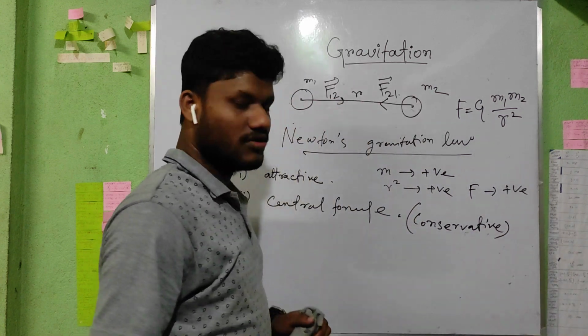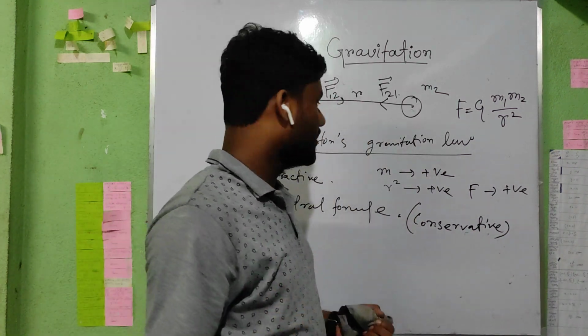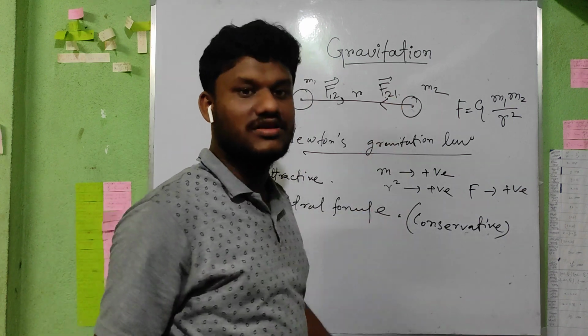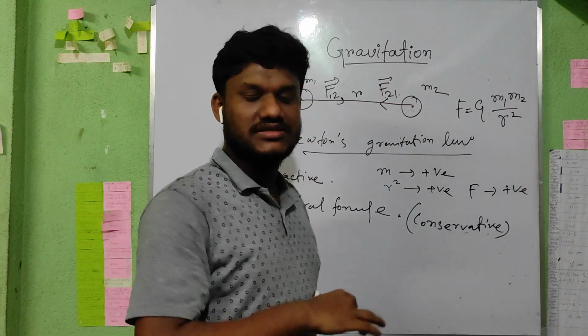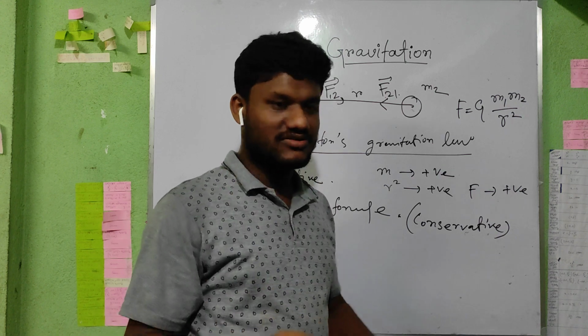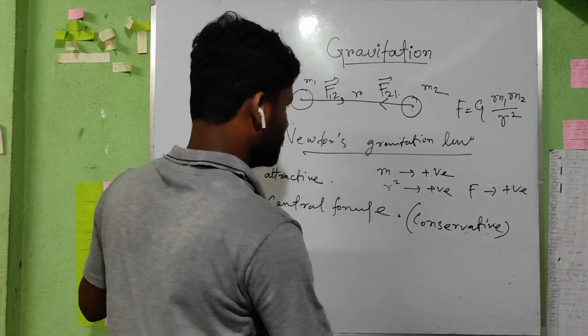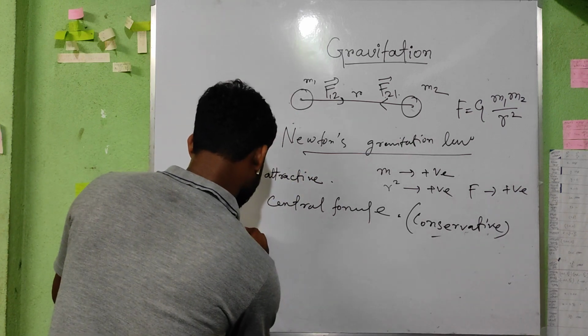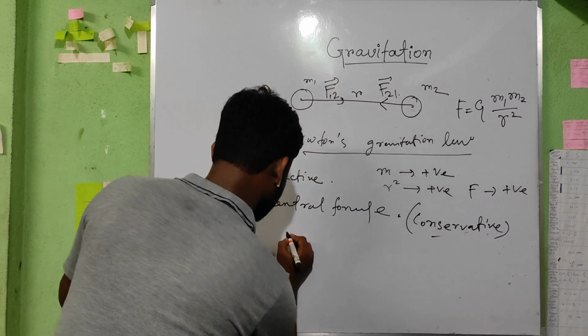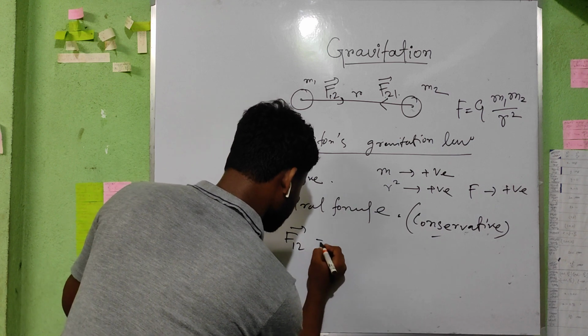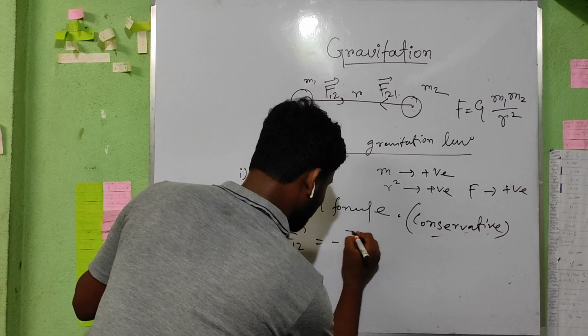And you know what is conservative? Conservative means the work done by the force will be path independent. It does not depend on the path of the particle or object. So this is the central force. So conservative. Third point, from here we can find out that F12 is minus F21.